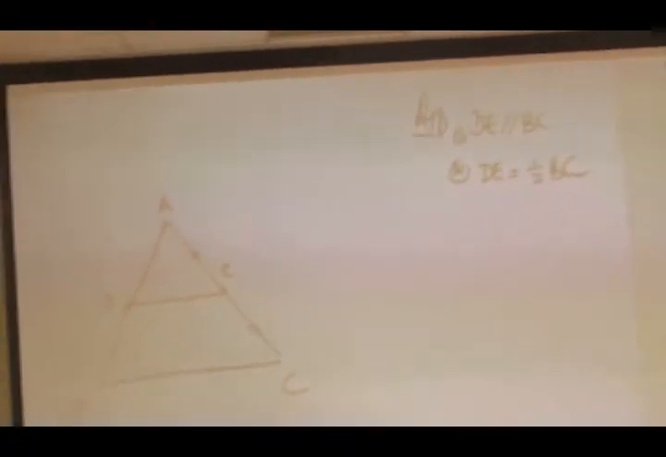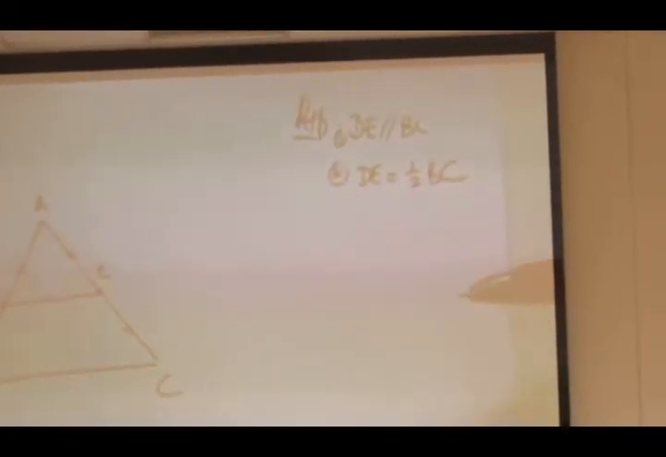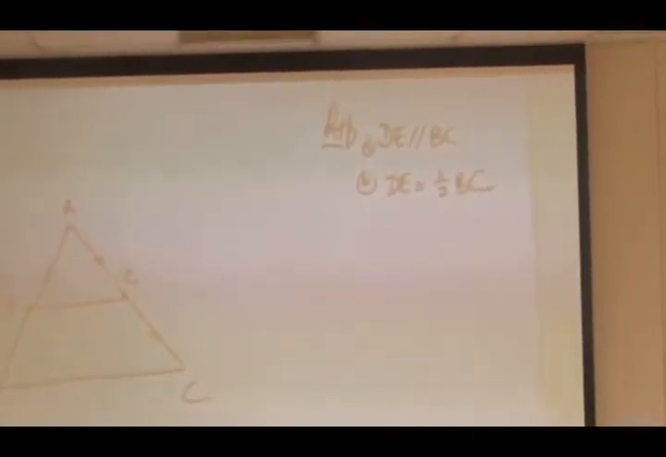Okay? Let's see. Now you can see. So we will prove two things. One, that DE is parallel to BC, and we will prove that DE is equal to half of BC. Now, how will the children in grade 10 do it? Well, all they do is extend this.